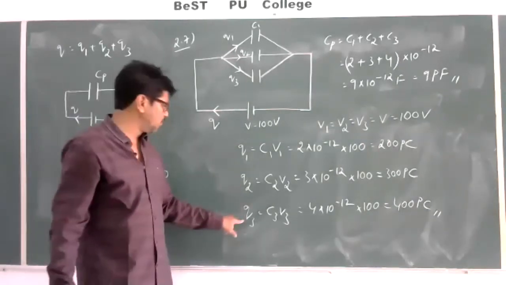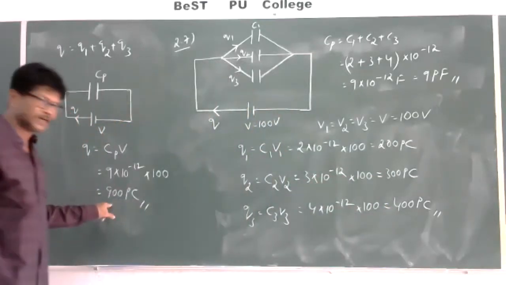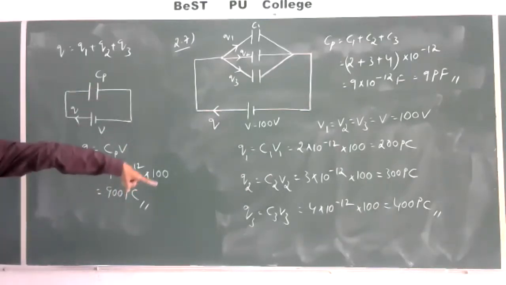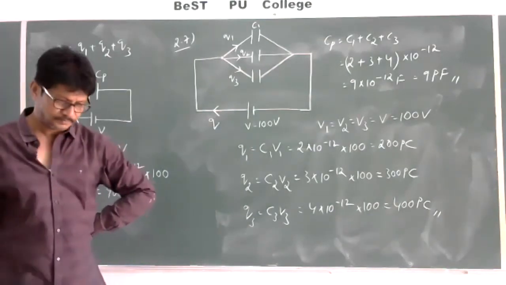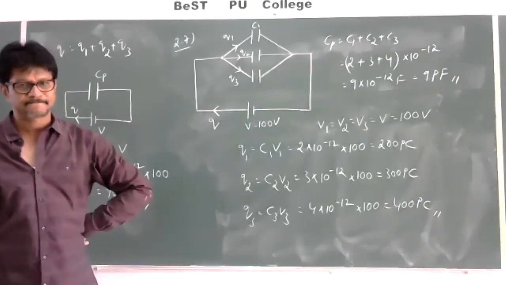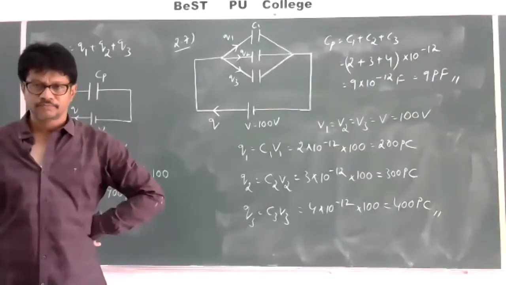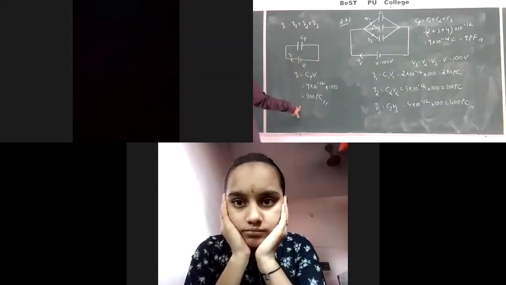So if I add Q1, Q2, Q3, 200 plus 300 plus 400, which will be 900. Like that we can cross check the answer. But this is not necessary. Up to there it's sufficient. Instead of Q1, Q2, Q3, if you ask us to find the Q value, then we have to follow this procedure.